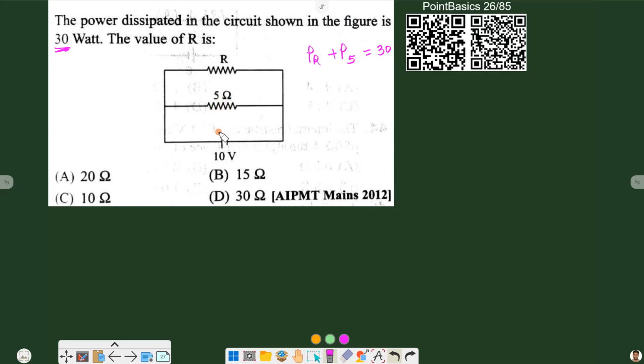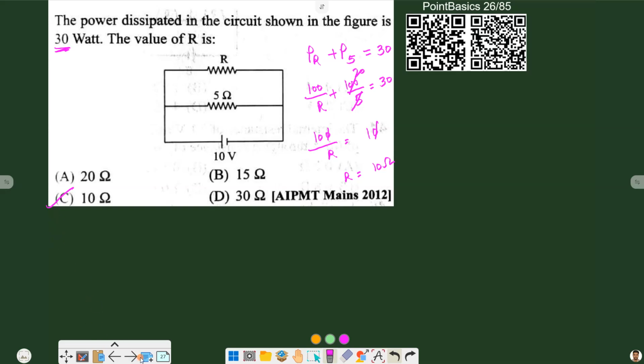Now as the system is in parallel, the potential is constant. So we will use the potential formula for power. Now PR will be V square by R. So 100 by R plus P5, which is V square, means 100 by 5, is equal to 30. This will give us 20. So 100 by R is equal to 30 minus 20, that is 10. And from this R is equal to 10 ohm. Option C will be the right answer.